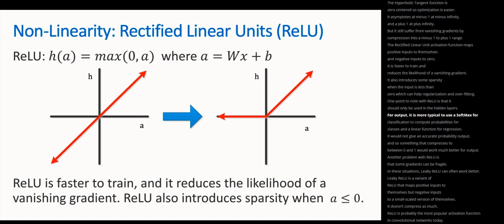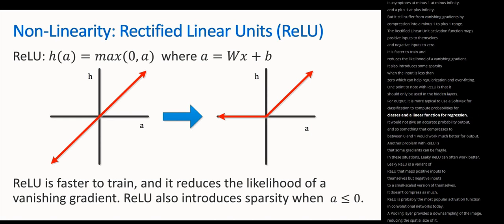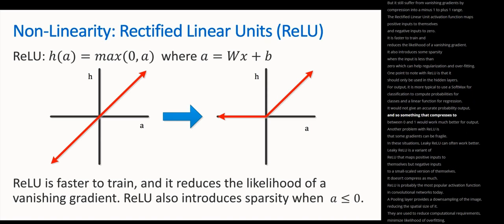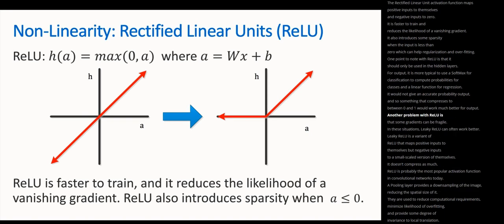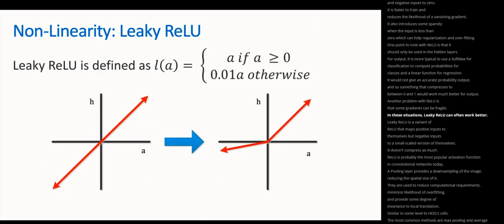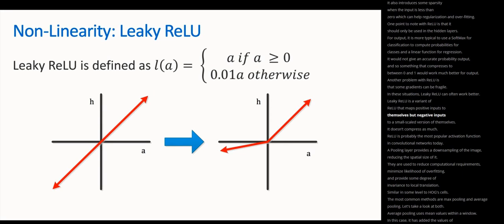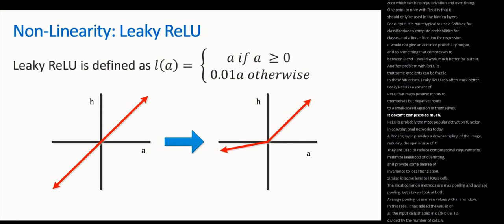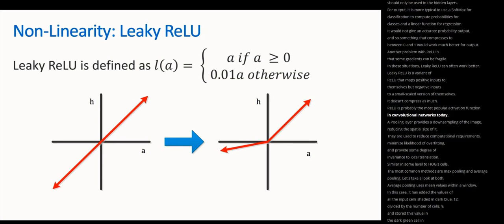For output, it is more typical to use a softmax for classification to compute probabilities for classes, and a linear function for regression. ReLU would not give an accurate probability output, and so something that compresses to between 0 and 1 would work much better for output. Another problem with ReLU is that some gradients can be fragile. In these situations, leaky ReLU can often work better. Leaky ReLU is a variant of ReLU that maps positive inputs to themselves, but negative inputs to a small-scaled version of themselves. It doesn't compress as much. ReLU is probably the most popular activation function in convolutional networks today.